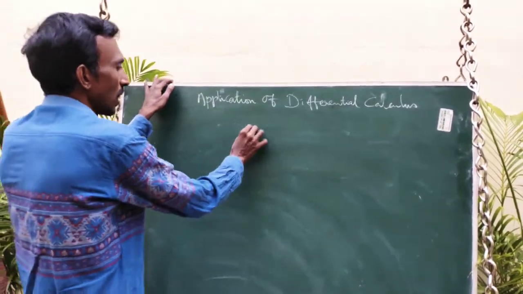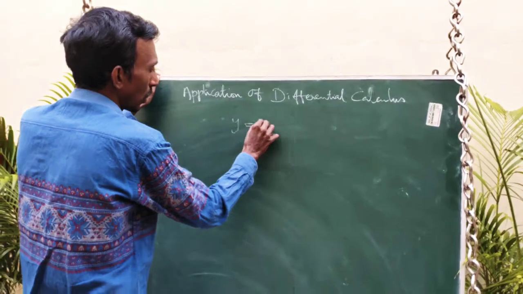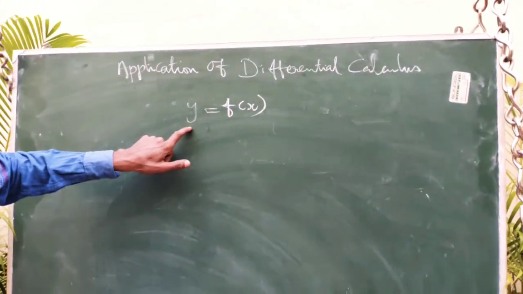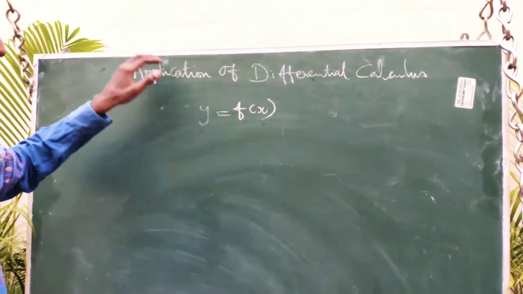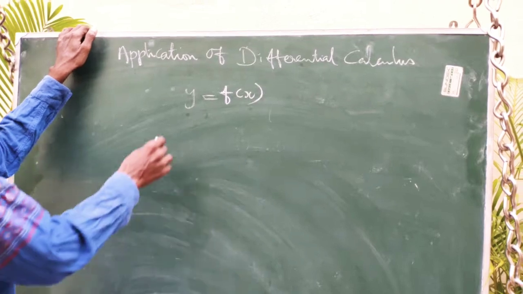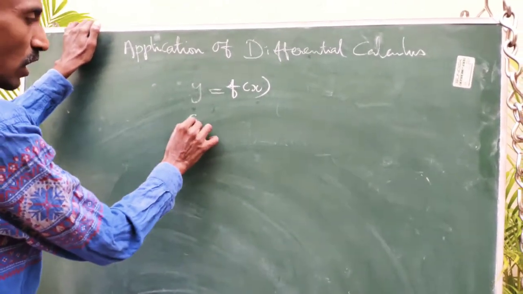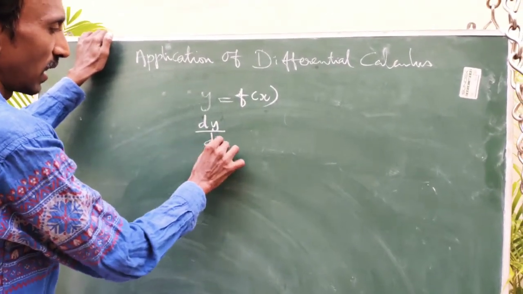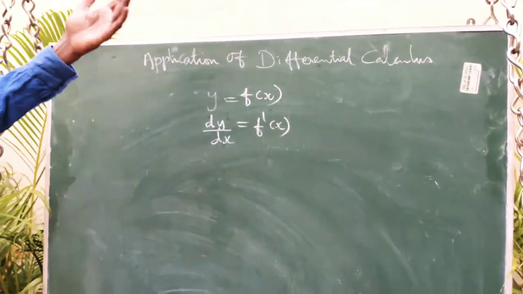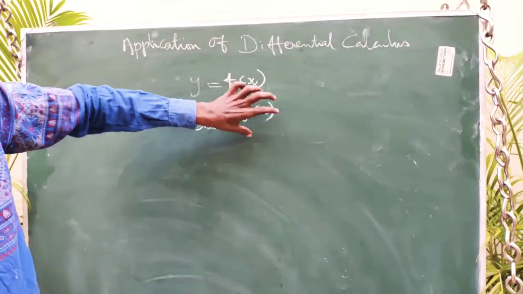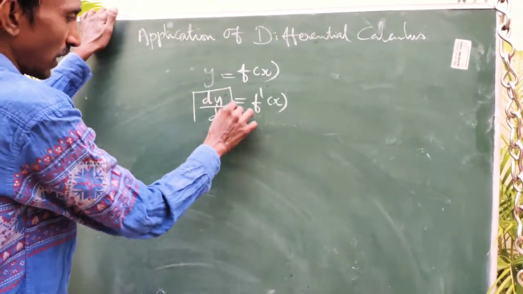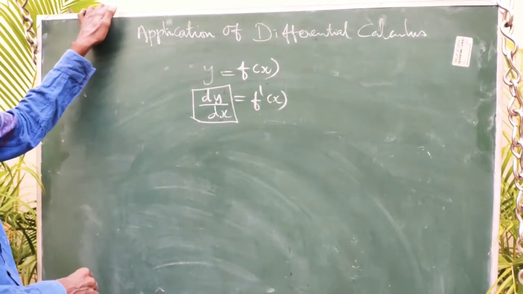For example, consider y equal to f of x is a function. Y is a dependent variable, x is an independent variable. So y is dependent upon x. If you want to find out the differentiation of y, it is denoted by dy by dx or f dash of x. Simply we can differentiate with the use of the formula, we can get it. But according to the definition, look at the dy by dx.